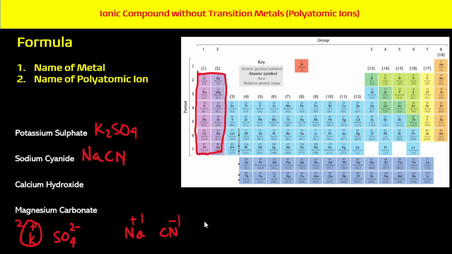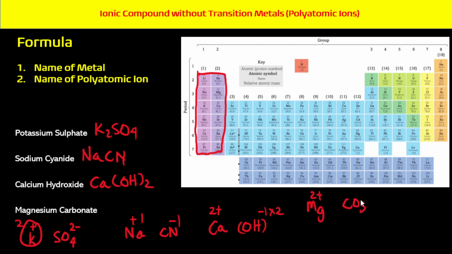Now calcium hydroxide. Calcium has a charge of 2+ and hydroxide has a charge of 1-. So you need to multiply the entire hydroxide with 2 in order to balance. So your formula would be Ca(OH)2. And the last one, magnesium carbonate. Magnesium has a charge of 2+ and carbonate has a charge of 2- because it is CO3 2-.